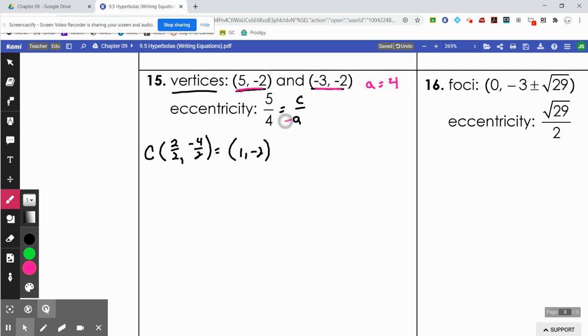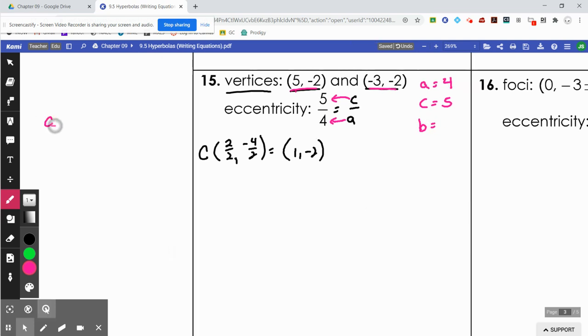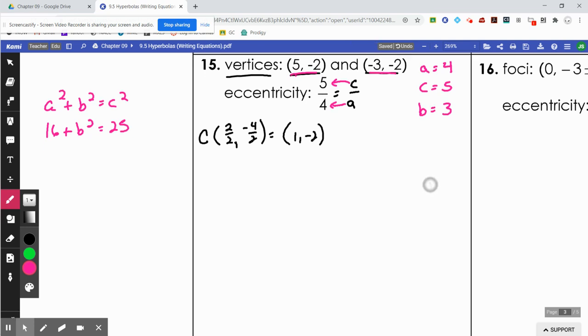So again, can I just look and say my a value is 4 and my c value is 5? In this case, yes, you can. So a is 4, c is 5. Let's use that to find our b value. We know that in a hyperbola, a squared plus b squared is c squared. A squared would be 16 plus b squared would be 25. That's going to be a 3, 4, 5 triple. So therefore my b would be 3.